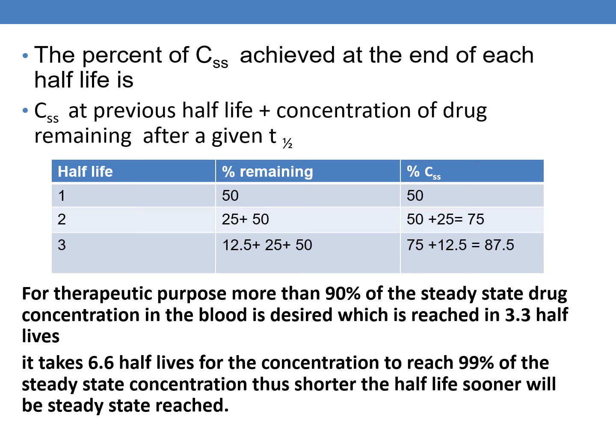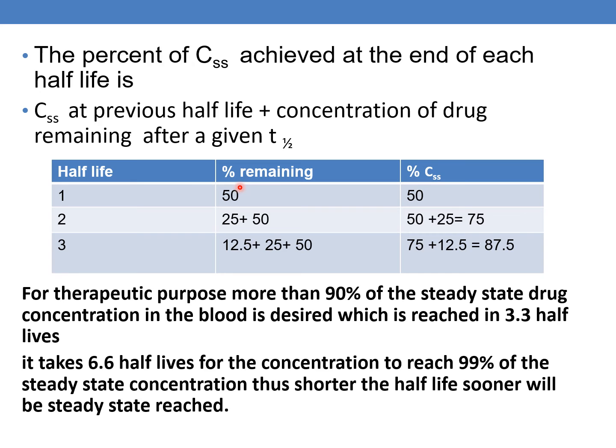So one more important point is the percentage of steady state concentration achieved at the end of each half-life. The percentage of steady state concentration achieved at the end of each half-life is equal to the steady state concentration at the previous half-life plus the concentration of the drug remaining after a given half-life. This is an important point.